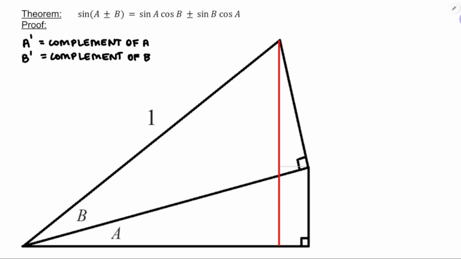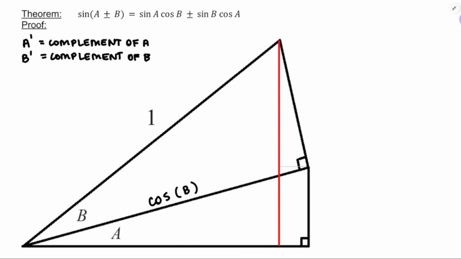Just before we even start, I'm going to use A prime and B prime to represent the complement of A and B respectively, because we're going to need those as we move forward. Now, the first thing I would ask you to notice is on the upper triangle, that this leg is cosine B. And I do mean all the way from the point that angle A and B share all the way to that upper right angle. That's cosine of B, because cosine of B is equal to that leg divided by hypotenuse, which is 1.